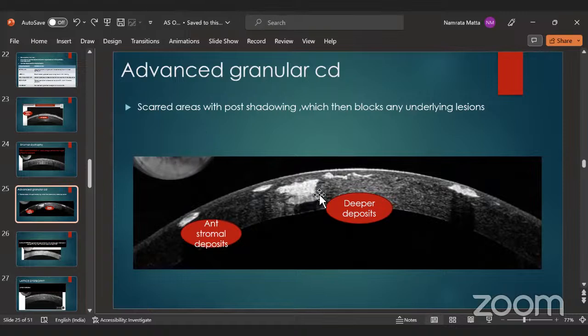Here we can see it's an advanced granular corneal dystrophy. Here we can see the scarred areas. This is how a scar will look on anterior segment OCT. This is the anterior scarring. This is the anterior stromal deposit. These are the deeper deposits.